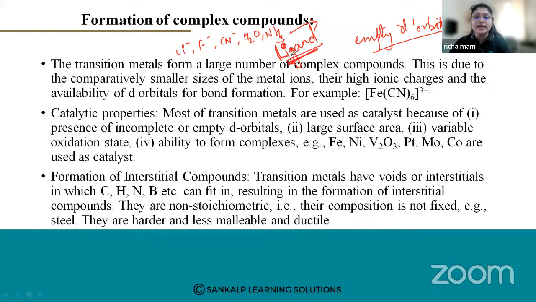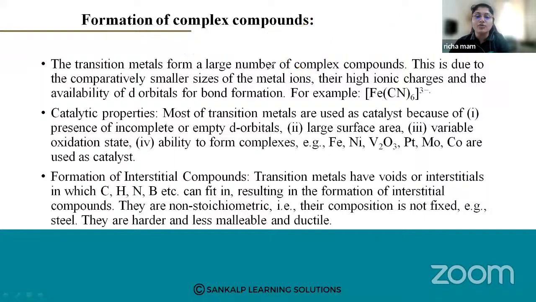So ligands are what? Ligands give a pair of electrons. They donate a pair of electrons to the metal and combine to form the complexes. So these are the two main points of formation of complex compounds. Then, whenever the ions have a higher oxidation state, that means they are more stable. Ions with higher oxidation state form more stable complexes than those with lower oxidation state.